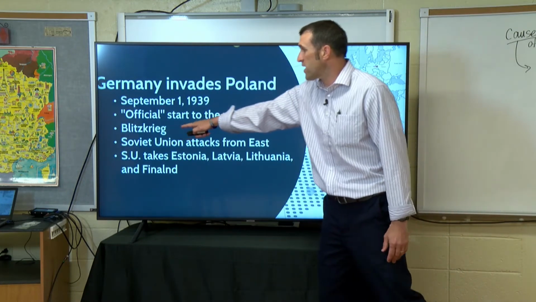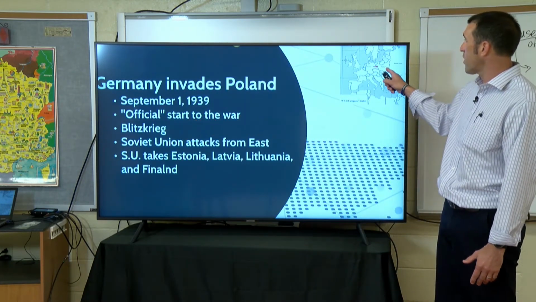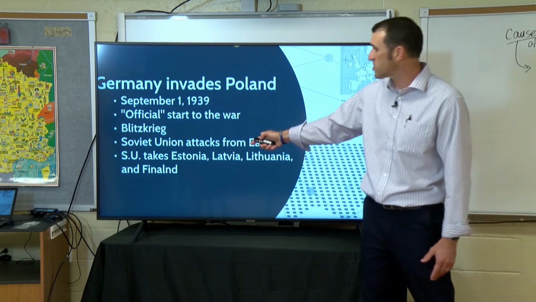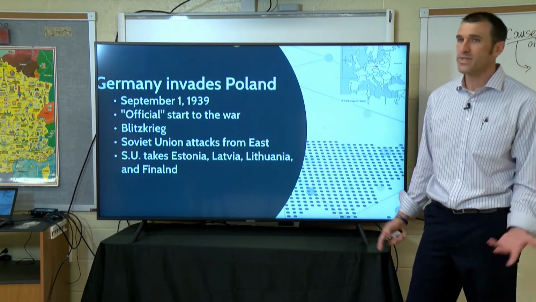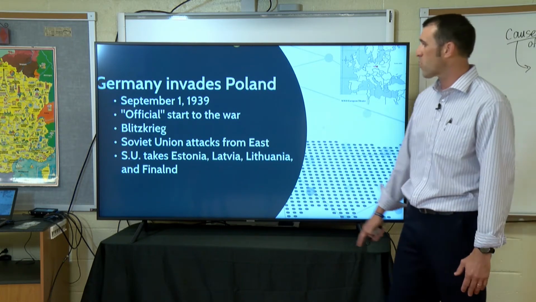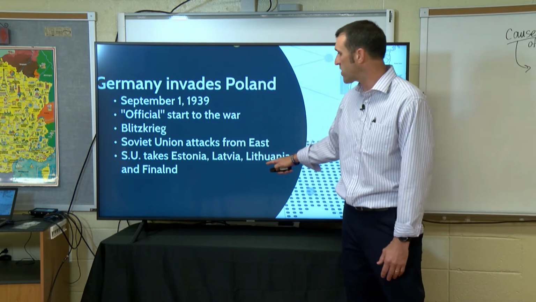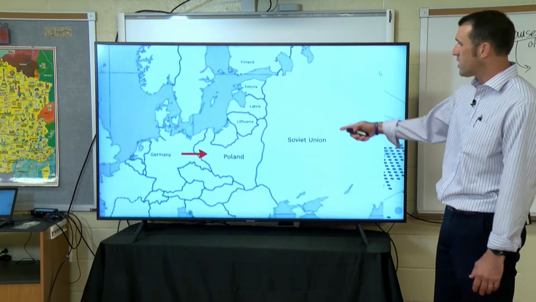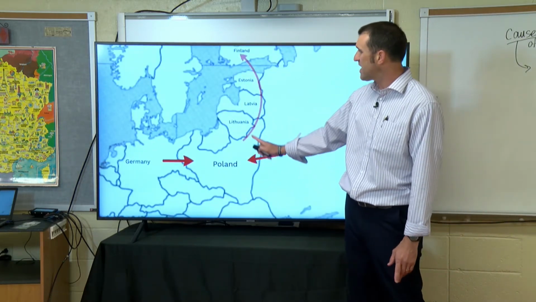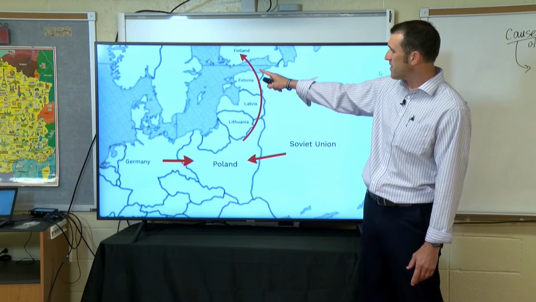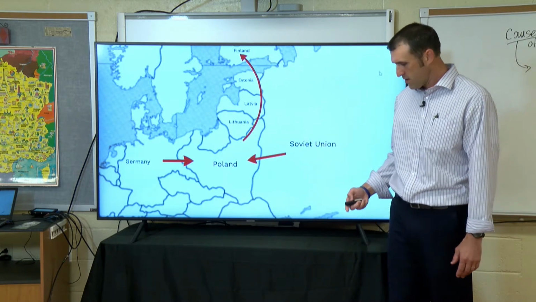As Germany was invading Poland from the west, the Soviet Union attacked from the east and then turned north to retake some of the lands that they lost in World War I, Estonia, Latvia, Lithuania, and Finland. So as Germany attacked from the west, the Soviet Union from the east, and then they turned up and went through Lithuania, Latvia, and Estonia, and Finland.